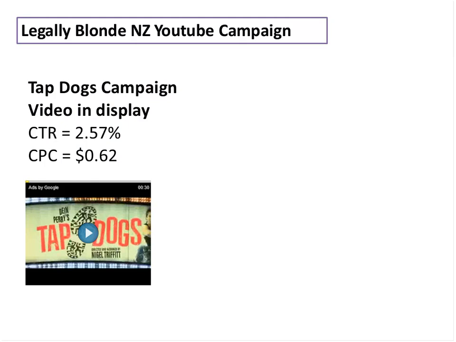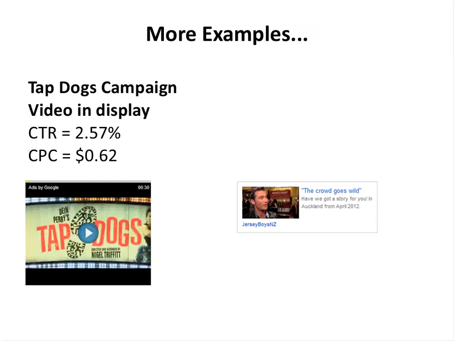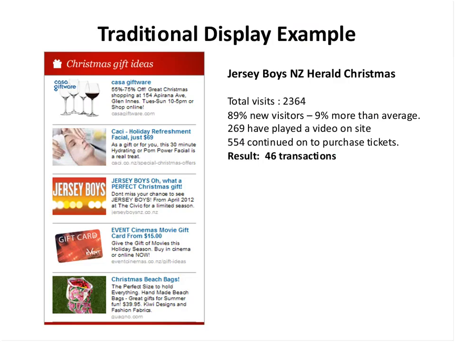Here are some more examples of video campaigns that we've run using the Google network. This is a Tap Dogs campaign where we used video in display. So that's not video on YouTube, it's actually video elsewhere on other sites in the Google Display Network. We had a click-through rate of 2.57% and a cost per click of 62 cents. And here's another example. This was for Jersey Boys. We ran a YouTube promoted video in New Zealand with a click-through rate of 1.9% and a cost per click of 23 cents. So I hope you're getting an understanding of how inexpensive it can be.